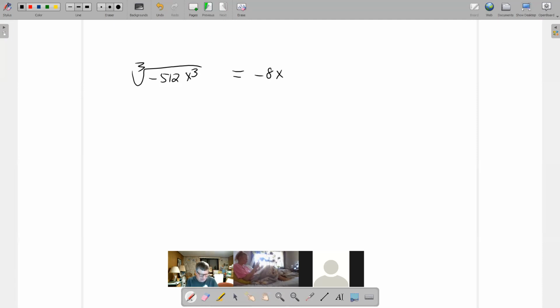Now, I didn't say anything about were the variables unrestricted or whatever. It doesn't matter, because even if x is a negative number, because we're taking an odd root, there's no restriction on it. Okay.